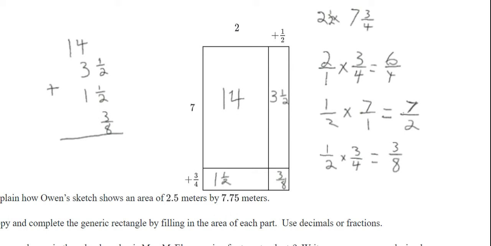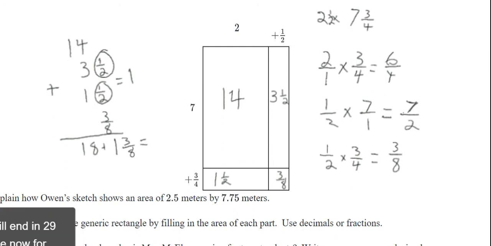When we add the whole numbers, 14 plus 3 is 17, and 17 plus 1 equals 18. So that's our whole numbers. Now we're going to add the fractions. Well, think about this. We've got two 1/2s here. What we know about the rules of fractions is that if you have a half and a half, that equals 1. So now we have that 1, and we have this 3/8 down here. When we add those together, you will now see 19 and 3/8.